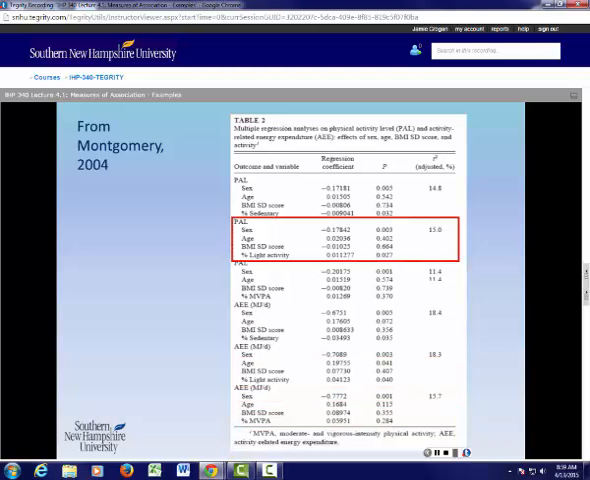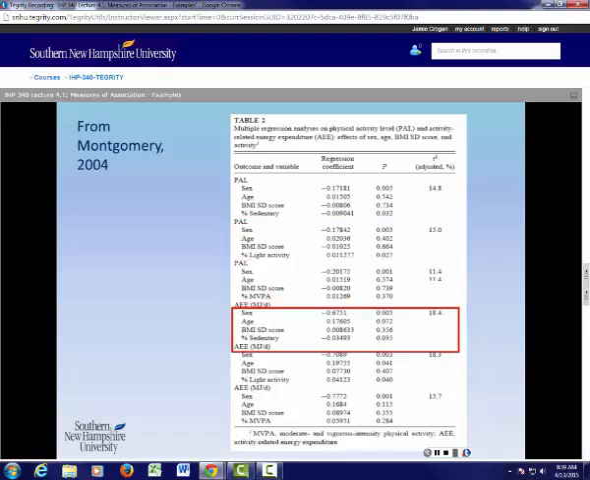So here is the next multiple regression. When you take out percent sedentary and add in instead percent light activity, the R squared goes from 14.8 to 15. And so the authors are just showing you many of these regressions.